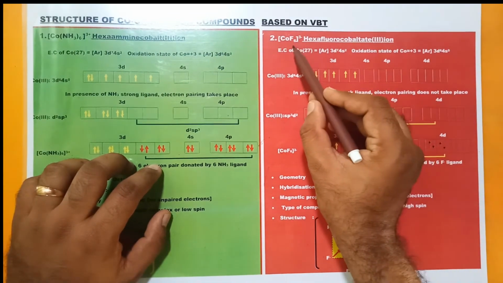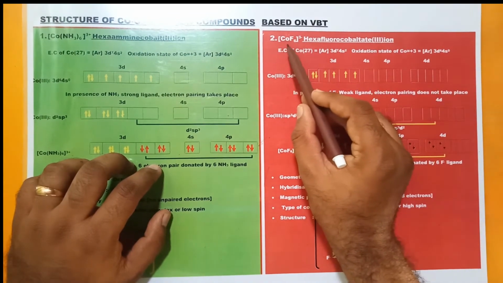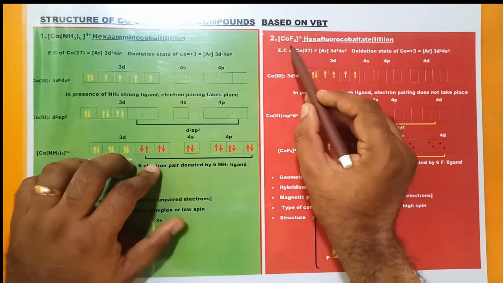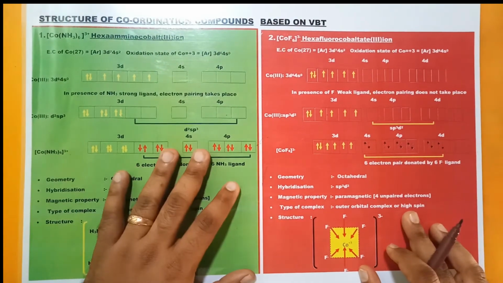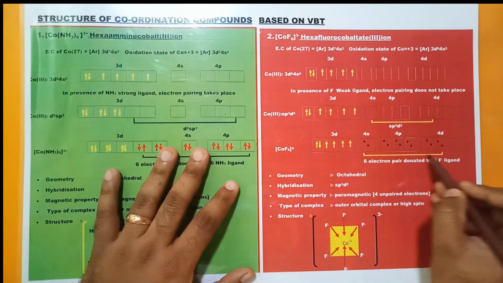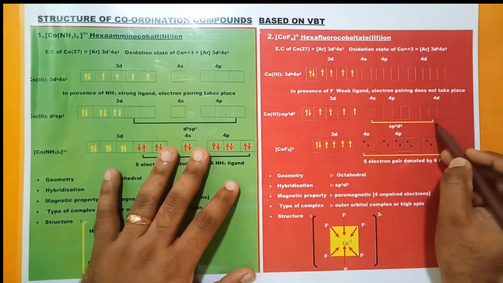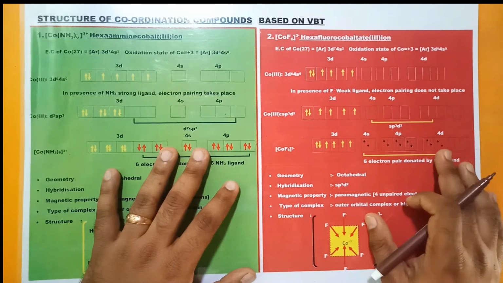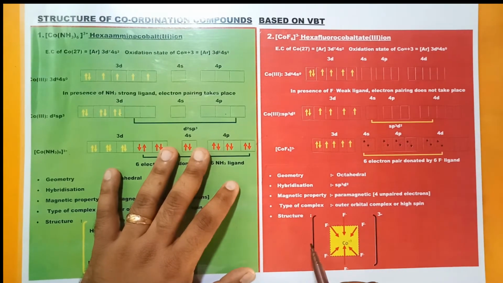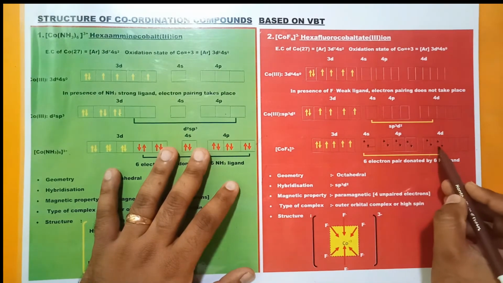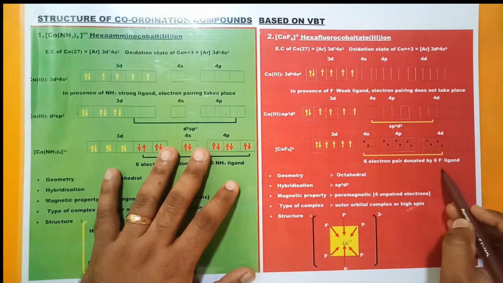So here 6 ligands approach the same central metal atom, that is cobalt. According to VBT, it should provide 6 vacant orbitals for the incoming ligands. So here 6 vacant orbitals are there. There is no pairing of electrons, so it undergoes sp3d2 hybridization. These are the electrons donated by the 6 weak ligands, that is fluoride ions.